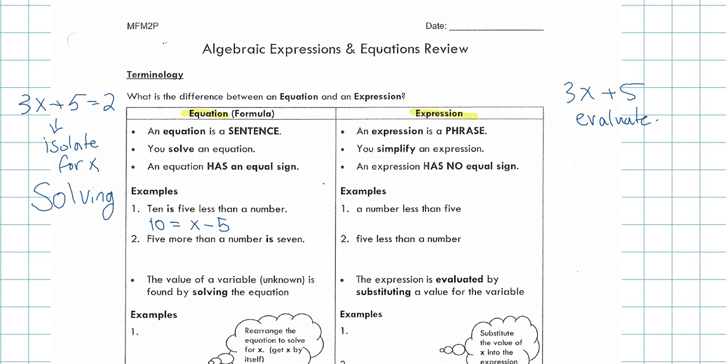5 plus x equals 7 or x plus 5 equals 7, that means the same thing, right? That's the same thing. 5 more than a number. So a number is x plus 5 is, okay?